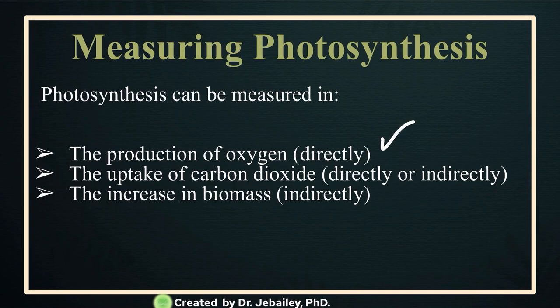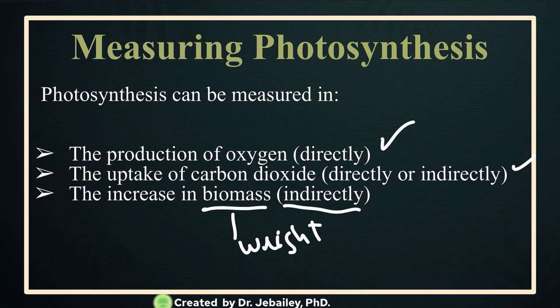Also, one that can be measured directly and indirectly is CO2. The more CO2 is absorbed by the plant, that means more photosynthesis is happening. And then biomass here means the weight of the plant, right? Now this one is indirect. That means if the plant is getting heavier, there must be some kind of production of more glucose, which means more glucose, more weight. But it's not 100% accurate, so that's why we say indirect.